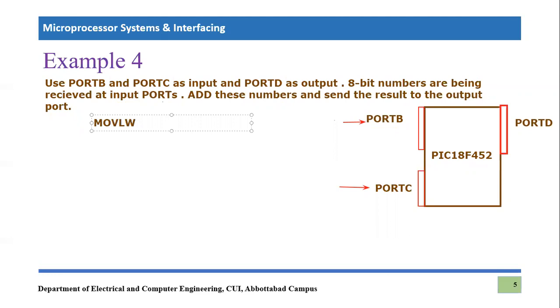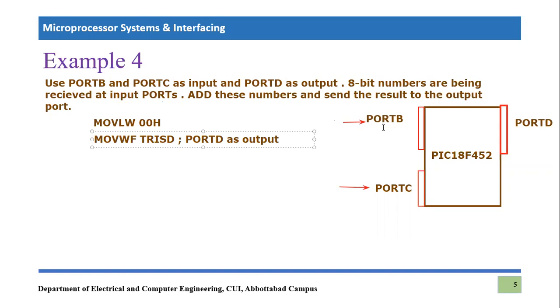So we will write MOVLW 00 hex, and we will send this information to which file register, which SFR? It should be sent to TRIS D, right? So that port D will become configured as an output port. This is just the configuration of the output port.